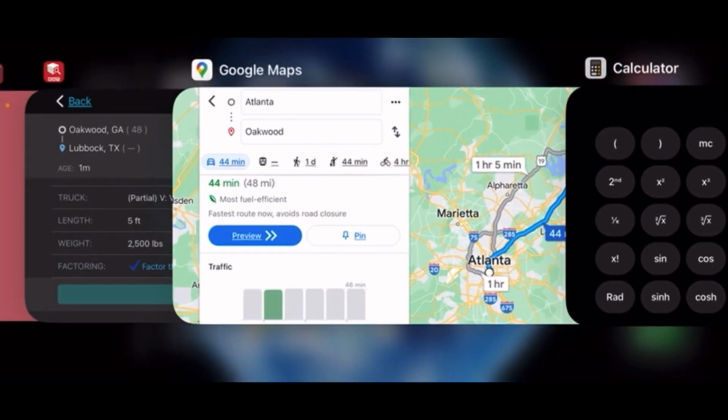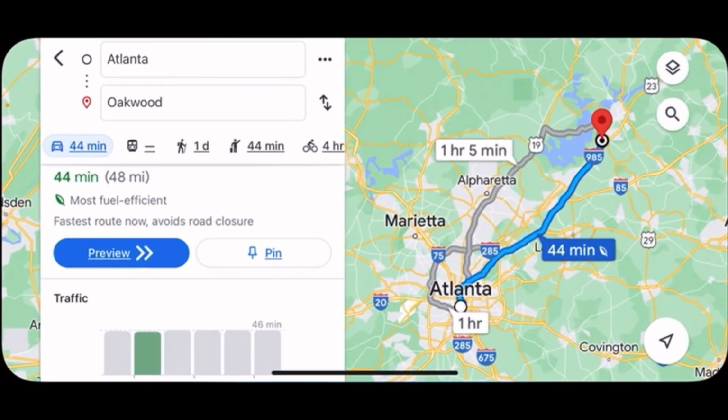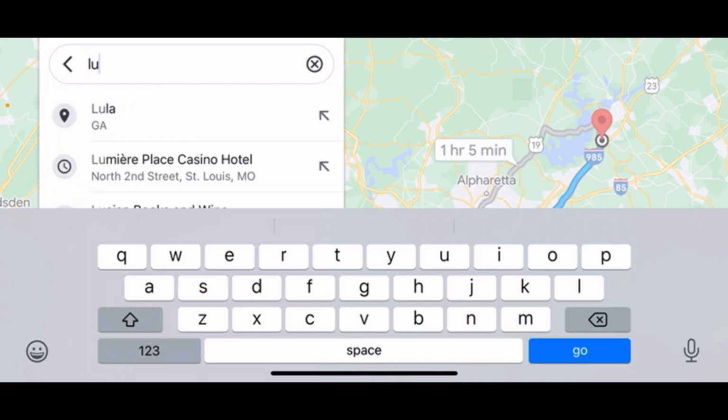We'll go over here and going to Lubbock, Texas. So we'll type in Lubbock. I hope I'm saying it right, y'all. Whoever lives there, let me know if I'm saying it right.